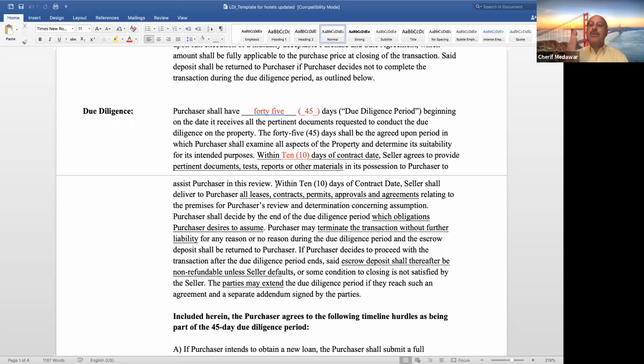No, no, no. It's going to start from the day I receive all pertinent documents. Okay. We've been there, done that, and we don't want issues. So we put it always in writing.